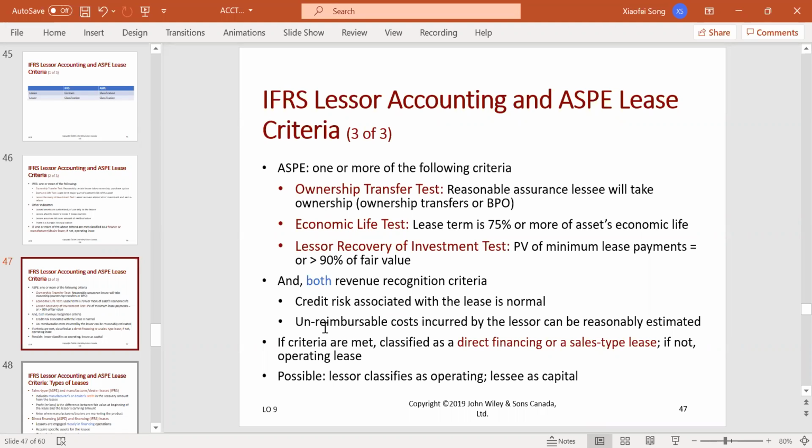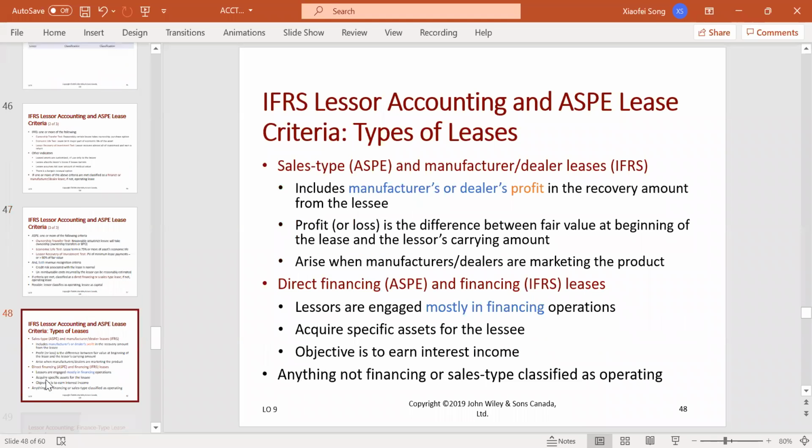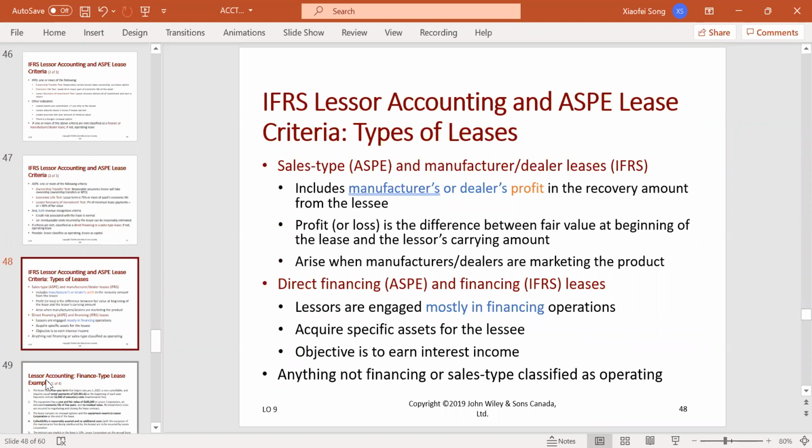The first step is not complex, but there are a lot of details; it's not hard, but there are more details we need to pay attention to. So at the first level, both under IFRS and ASPE, we should determine whether this is an operating lease or a finance or capital lease. After that is determined, if it's a finance or capital lease, then we have to determine whether it's a sales-type or manufacturer/dealer lease, or a direct financing lease.